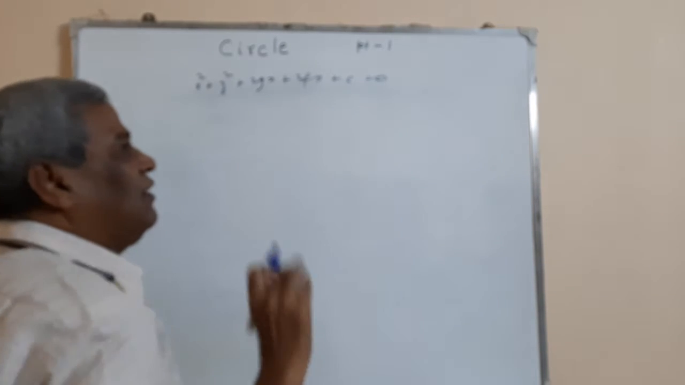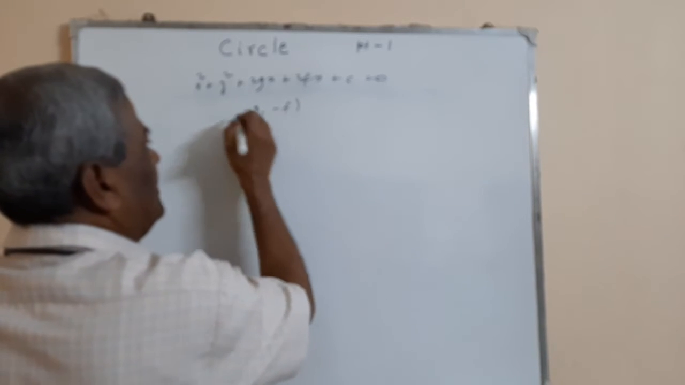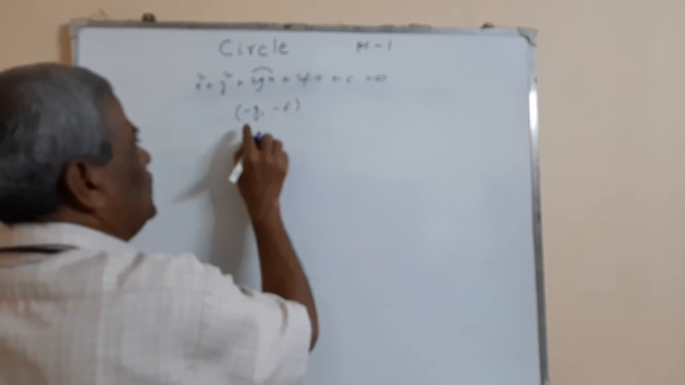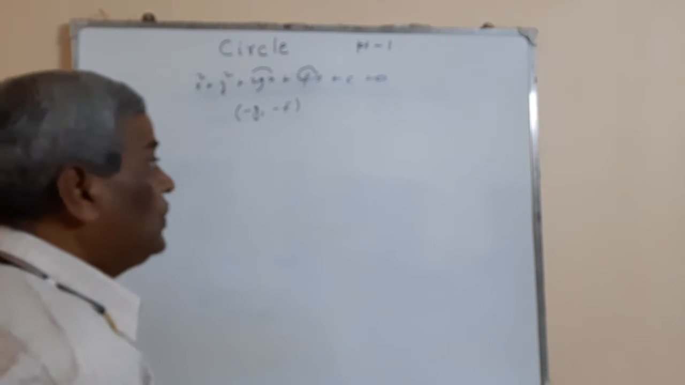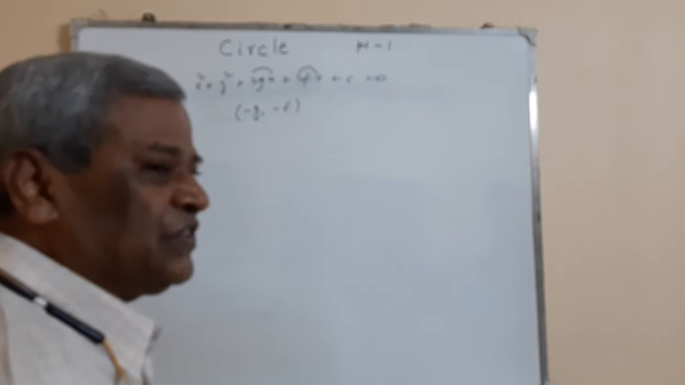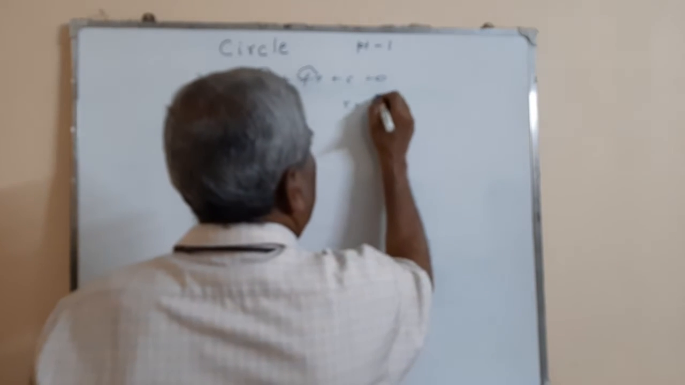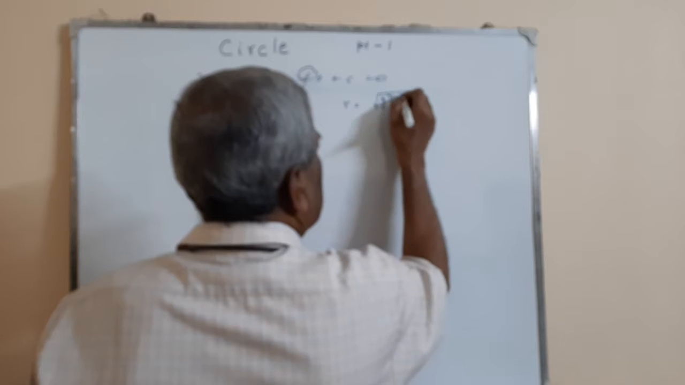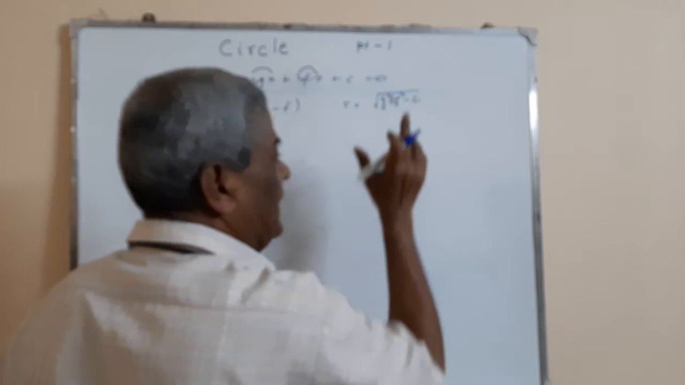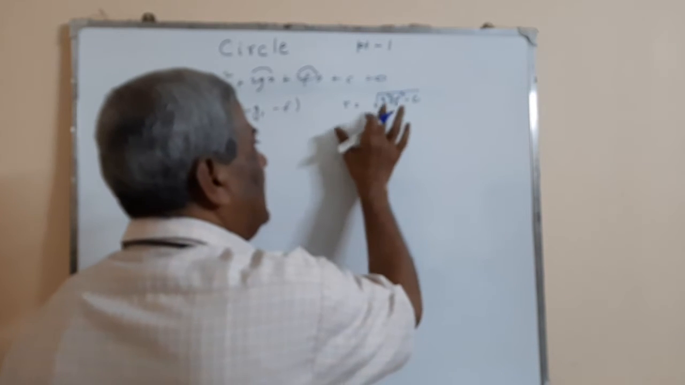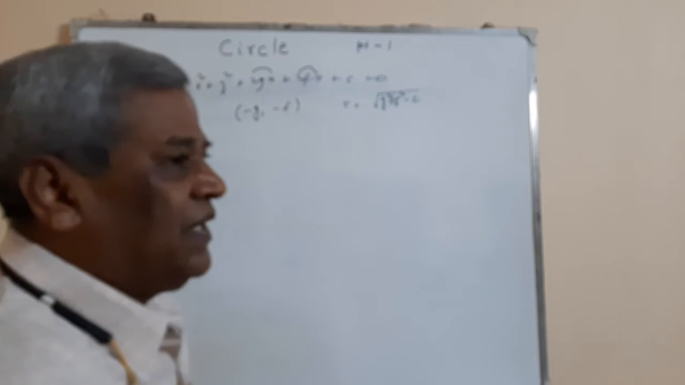Now, suppose this is a circle. For this circle, its center is minus g, minus f, that is, the coefficient of 2x with negative sign and the coefficient of 2y with negative sign. This is the coordinate of the center of the circle, and its radius is root over of g square plus f square minus c. This is the radius. And because we have taken that g square plus f square minus c is positive, r is real and it is actually the radius of the circle.